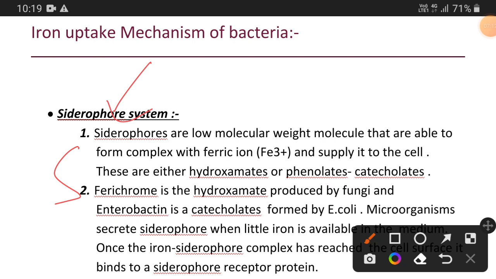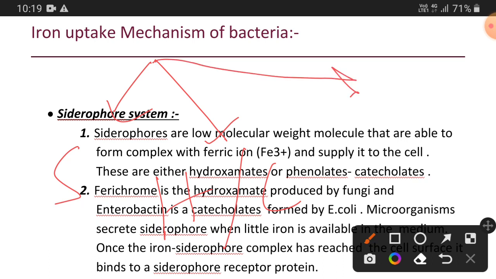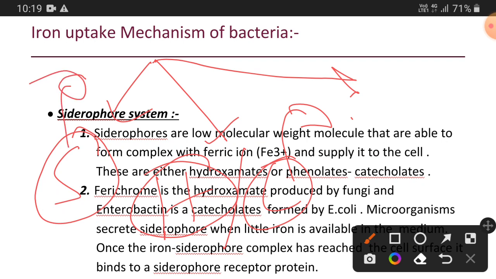Main player is obviously siderophore. But before that, hemolysin, if the iron transporter protein is hemoglobin, or cytotoxin if some other cells are carrying the iron, should be activated. It will destroy those iron transporter proteins and free up the free iron. Now this free iron will be complexed with the help of the siderophore system, and siderophore will carry those free iron to the cell surface, and there will be a siderophore receptor protein.